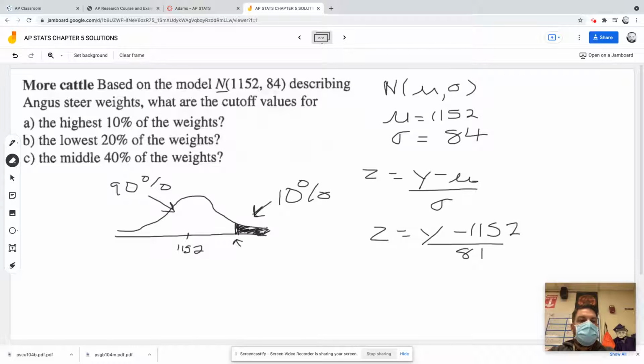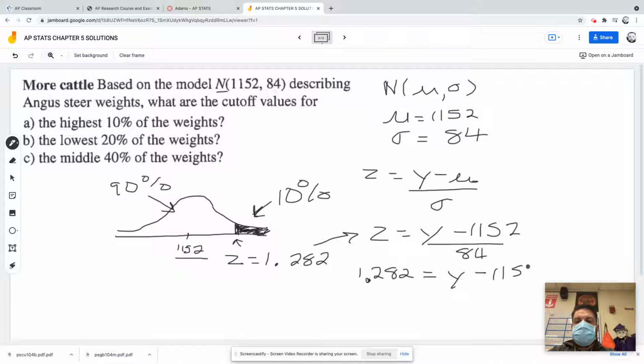You could look up in the back of the book and it'll say 1.282. All right. And that's the z-score. So I'm going to take that value and plug it in here because really I want to know the actual numerical value, and I'm going to do a little algebra trickery. So I'm going to plug this in for my z-score. 1.282 is equal to y minus 1152, all over 84.